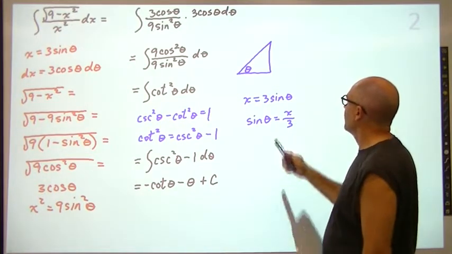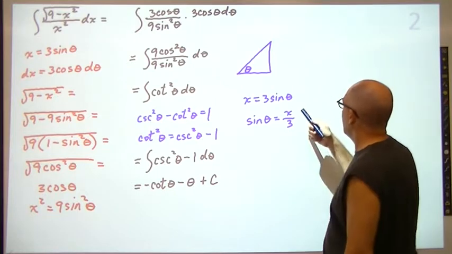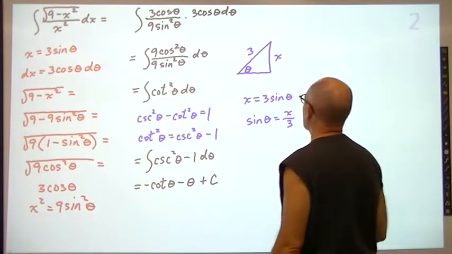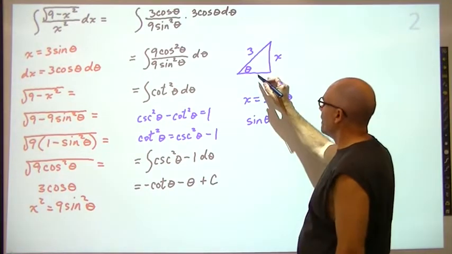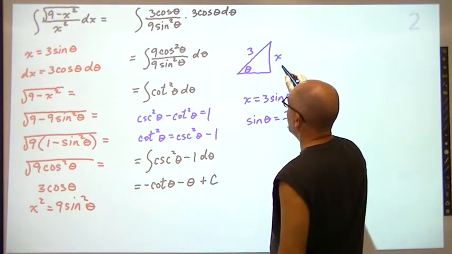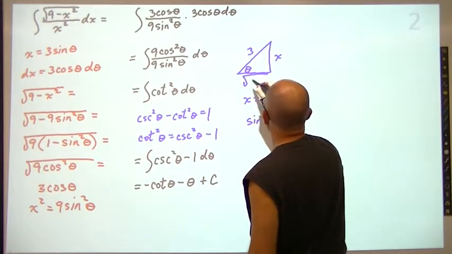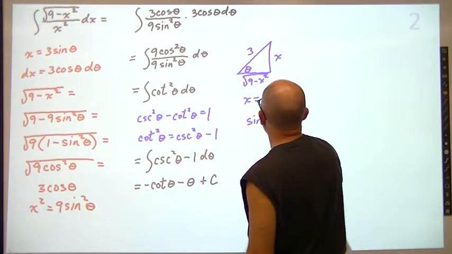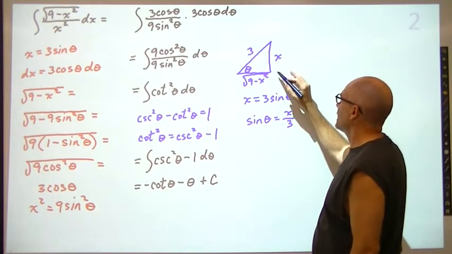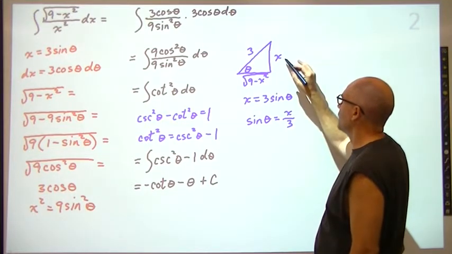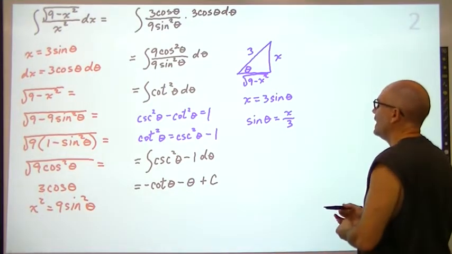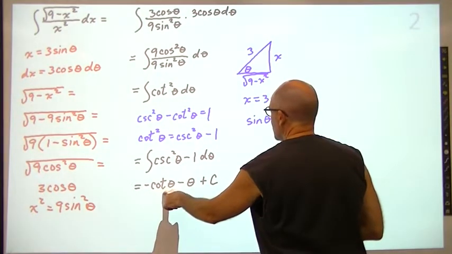Well, that means if this angle is theta, then opposite has to be x, and the hypotenuse has to be 3. So what does that make my adjacent side? The adjacent side is the square root of 9 minus x squared. Now, if I square the bottom, I get 9 minus x squared, and if I square the right side, I get x squared. 9 minus x squared plus x squared is 9. That works. All right, so now I have negative cotangent theta.